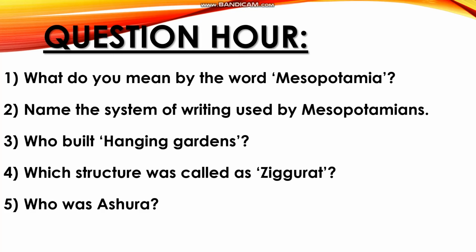The fourth question is, which structure was called a ziggurat? The Sumerians built artificial hills in the plains and established their places of worship. These structures were called ziggurats.